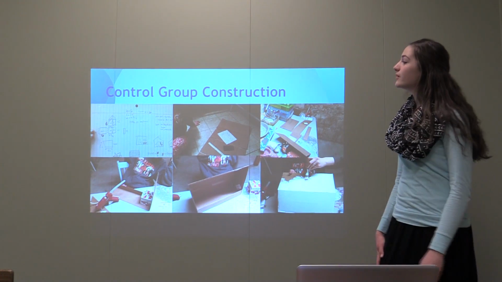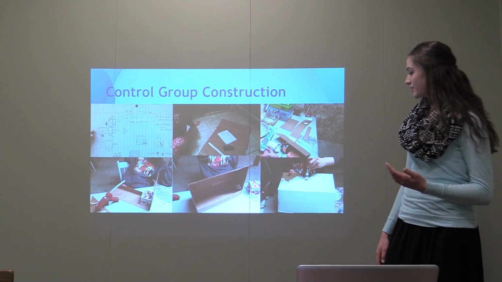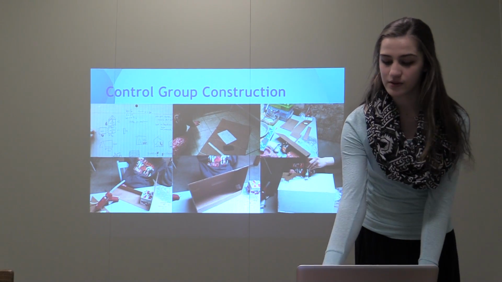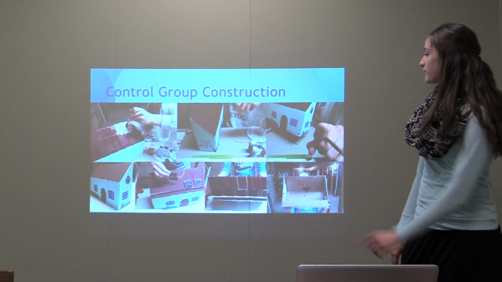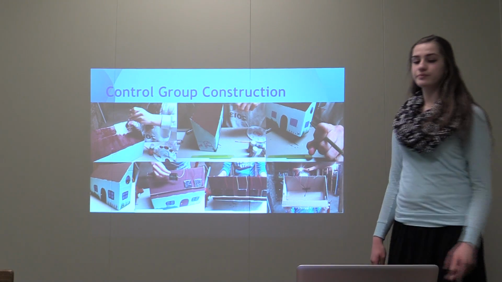For the control group, I made measurements, cut pieces of cardboard out, then glued them together, and then painted them to make a house. Here's more pictures of me painting. And then I put solar panels on the roof.